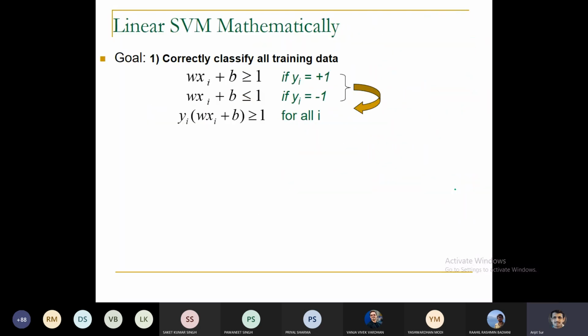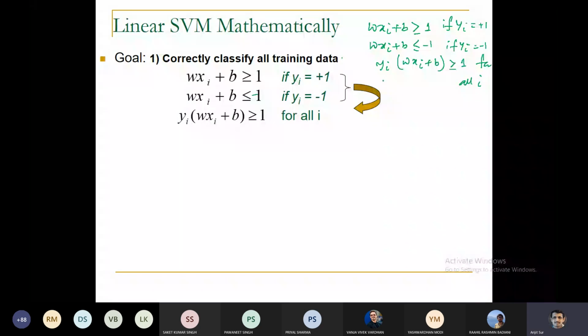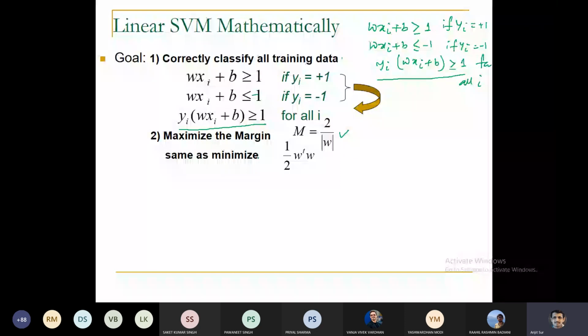So now we formulate our problem of linear SVM, to correctly classify all the training data. For that, w xi plus b is greater than or equal to 1 if yi is equal to plus 1, and w xi plus b is less than or equal to minus 1 if yi is equal to minus 1. That means yi (w xi plus b) is greater than or equal to 1 for all i. Given this, we try to maximize the margin m, where m is 2 by the norm of w.